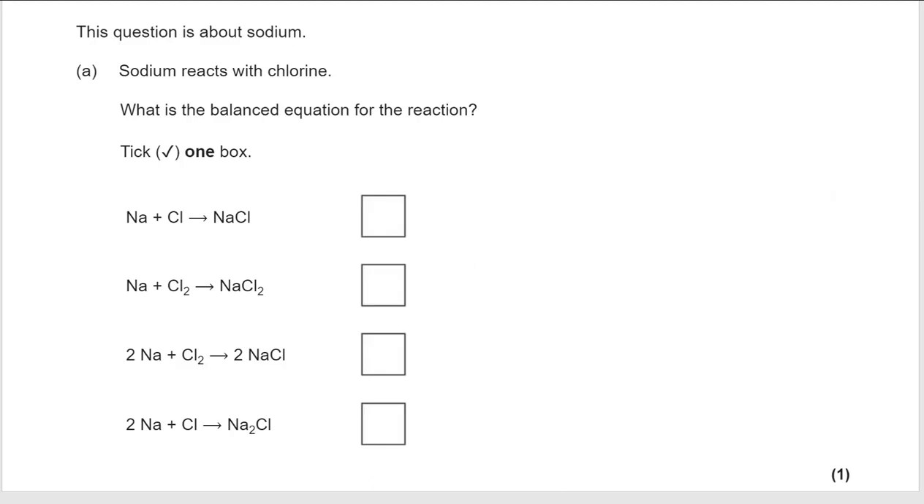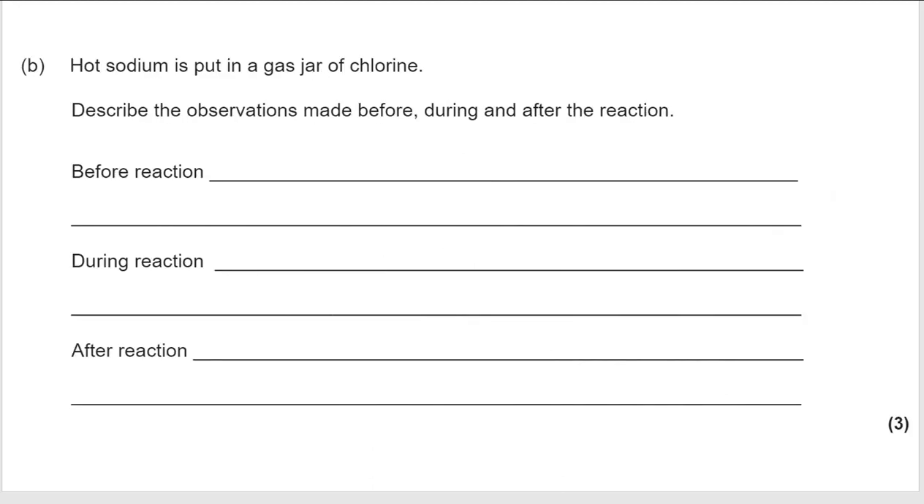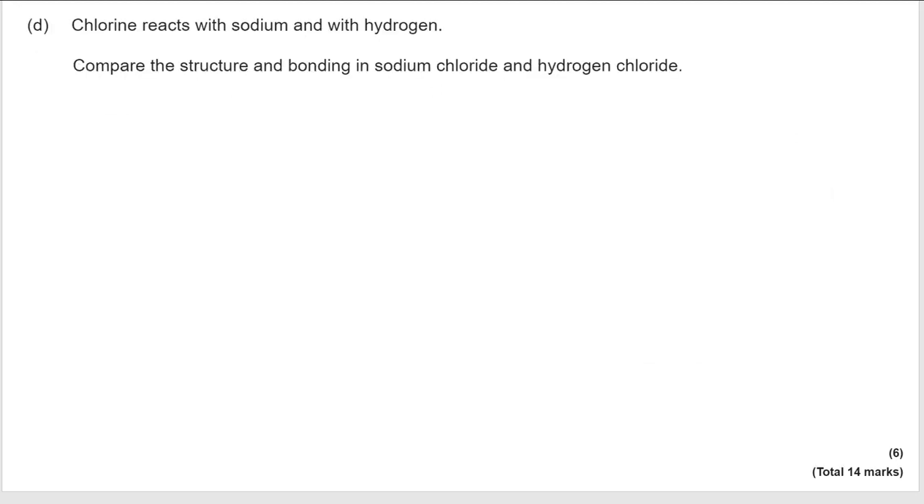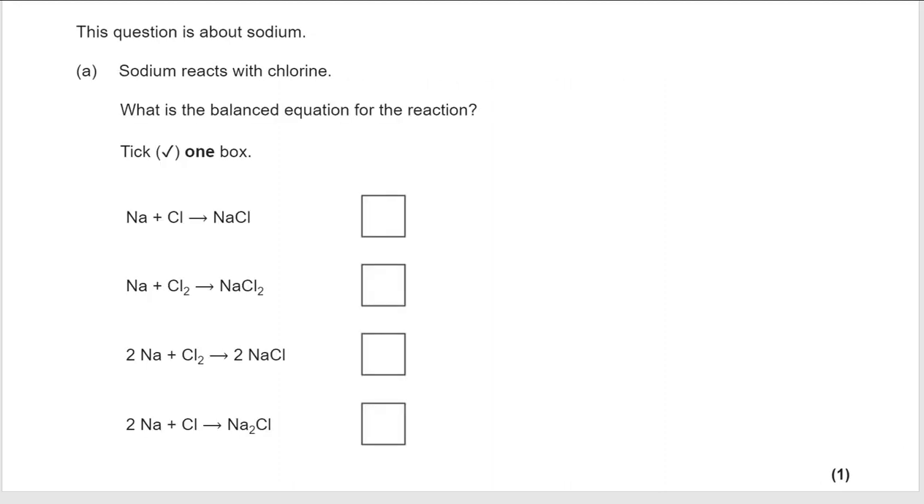So here's part A, part B, part C, and finally part D. In total, 14 marks available. So for part A, we have got sodium reacting with chlorine. What is the balanced equation for the reaction?